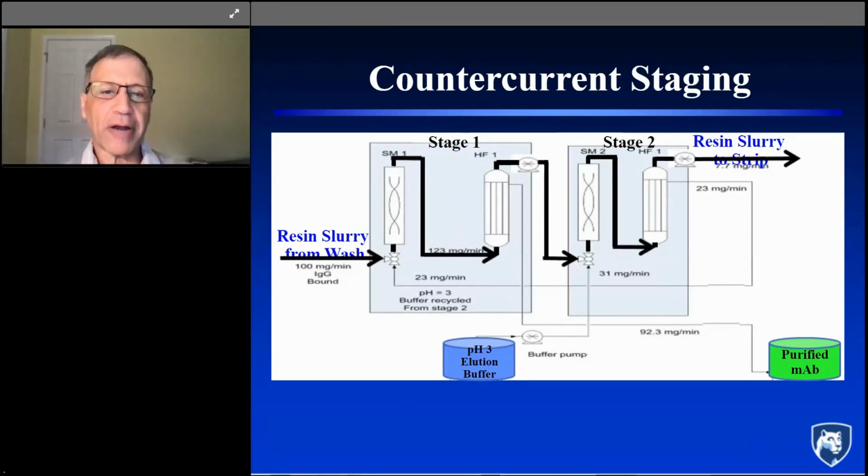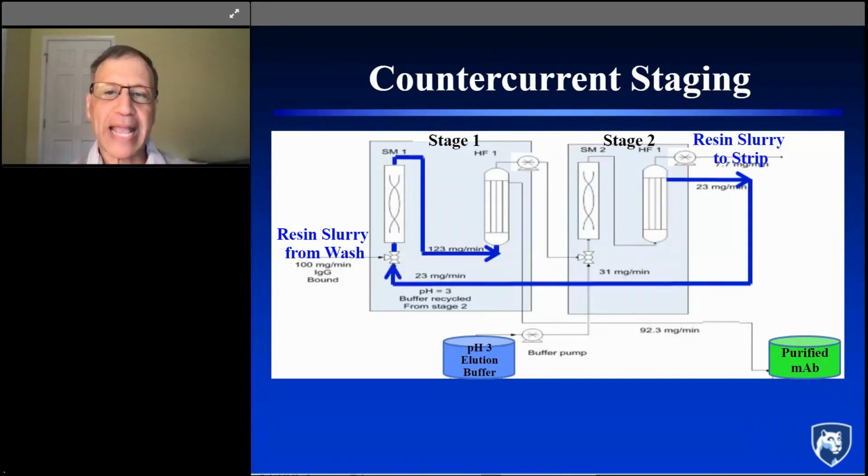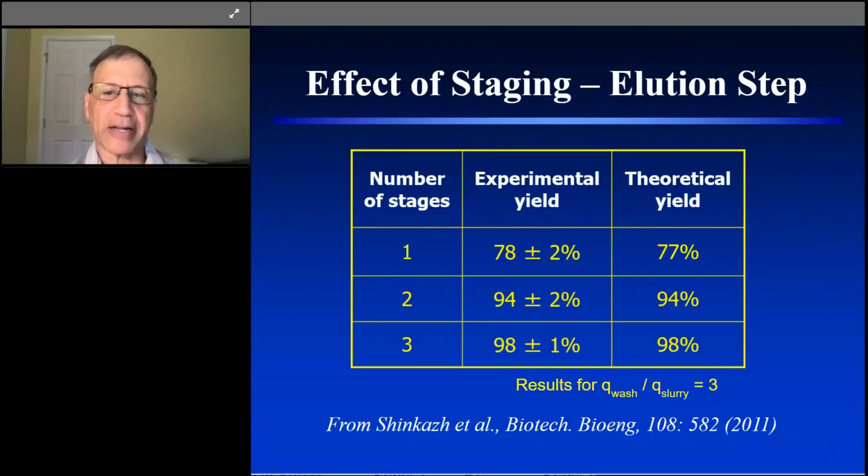The resin slurry comes into this system on the left, goes through the static mixer, the hollow fiber membrane module, it's retained, and then it goes into stage 2. In contrast, in this case for the elution step, the elution buffer is added into stage 2, and the permeate from stage 2 is recycled back to stage 1, and that allows us to collect the product from that stage. The staging is absolutely essential to getting high yield of the product.